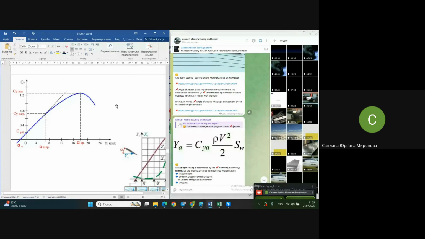This screen shows the dependence of the coefficient of lift, Cy, on the angle of attack, you see. Do pay attention, neither speed is mentioned, no density, no anything else, only the angle of attack. And what we might see, I should say, is that this is for a non-symmetrical profile, certainly.